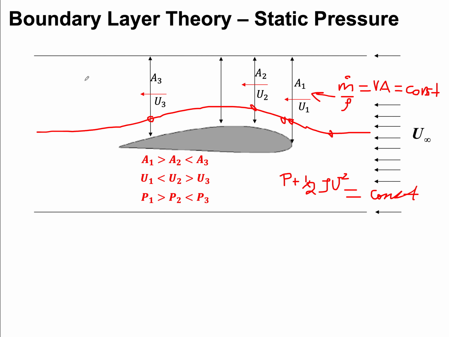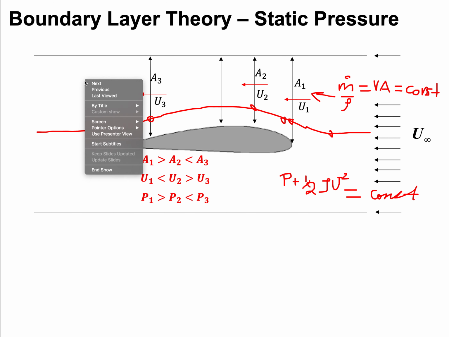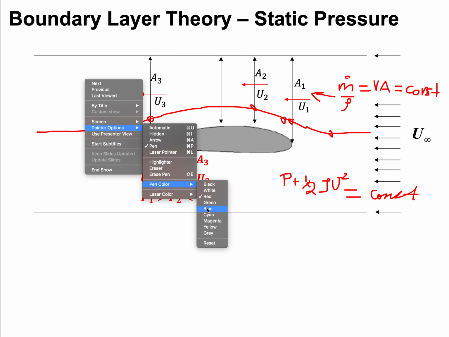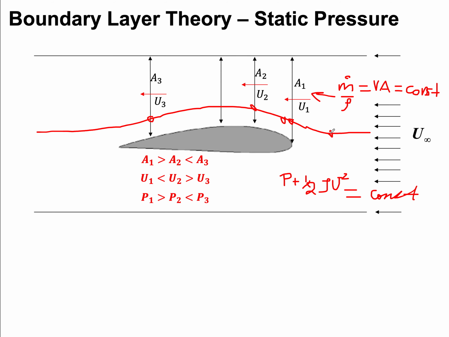So now let's imagine that we are a fluid particle going along this streamline. So I start here. I start with pressure P1, and my momentum is taking me towards area A2. So what is the pressure?